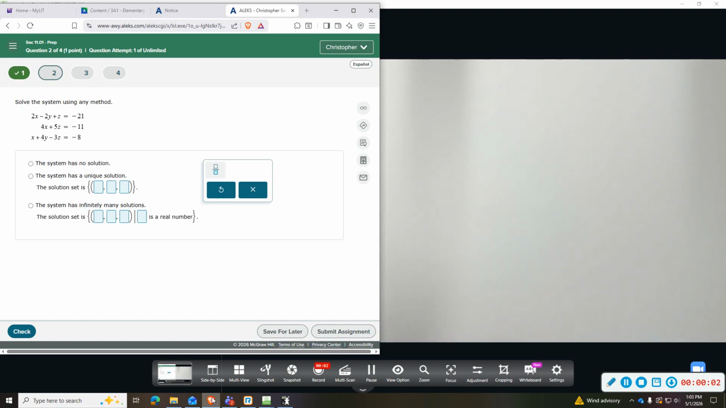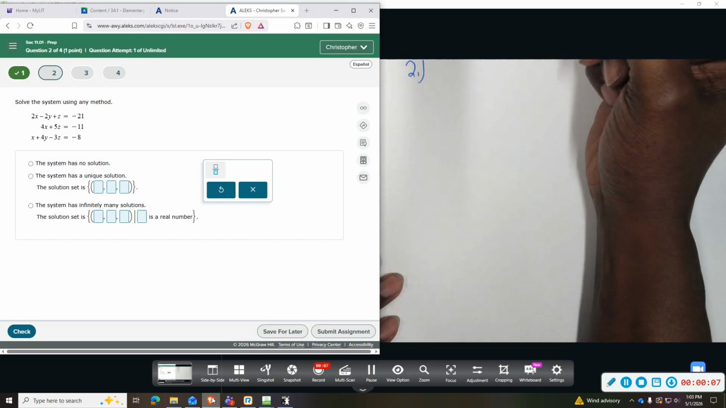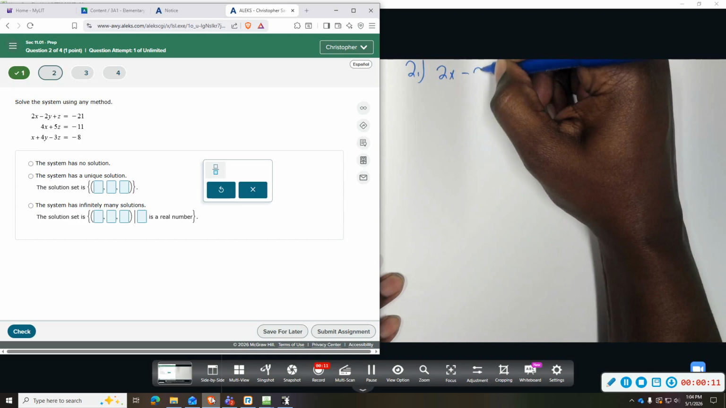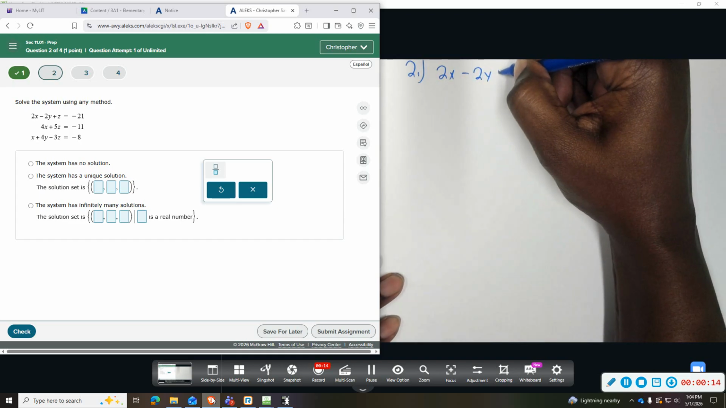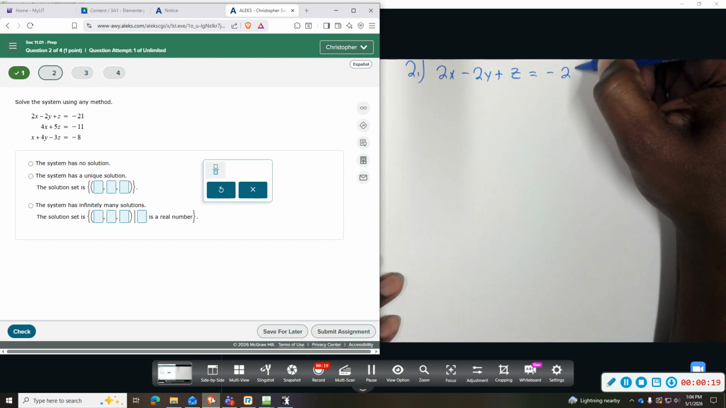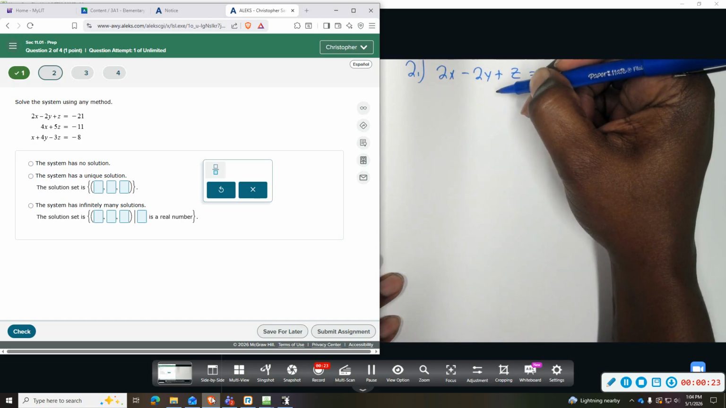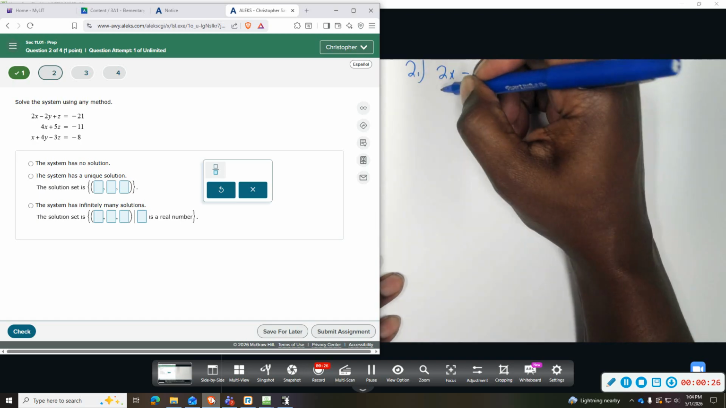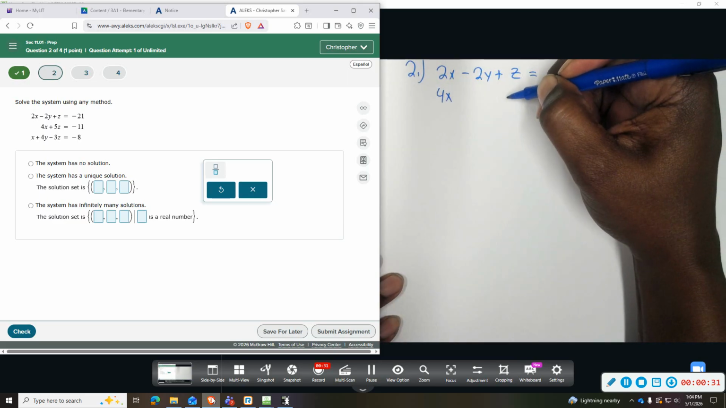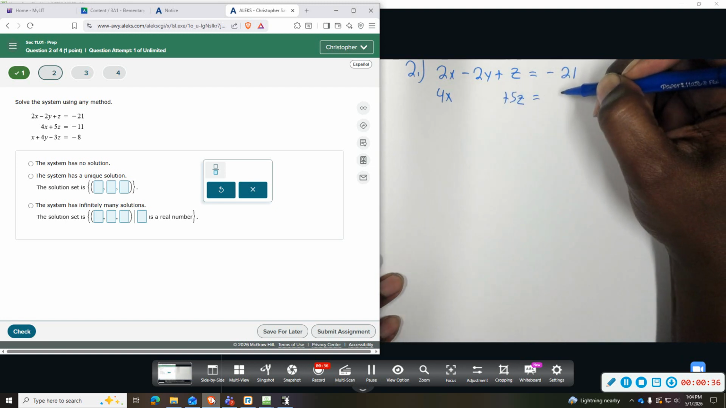All right, number 2, we're going to solve this system of equations. We have 2x minus 2y plus z equals negative 21. In the middle, we are missing one of them. The term we're missing is y, so I'm going to leave that position blank. 4x, there's nothing for y, plus 5z equals negative 11.